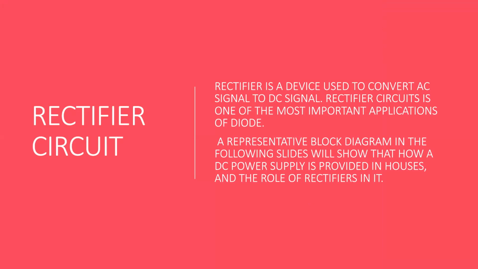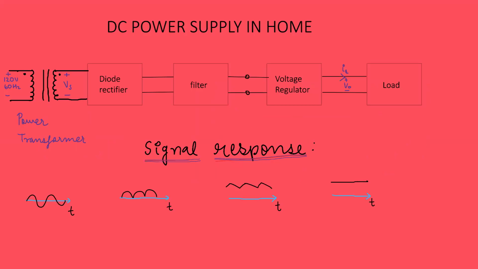A representative block diagram in the following slides will show how a DC power supply is provided in houses and the role of rectifier circuits in it. So this is an overall system of how the power supply is supplied in the home. Initially, we have a power transformer, which is generally step down, and after it goes through a rectifier, which I'm going to present today, and then it goes through a filter circuit and a voltage regulator to our homes.